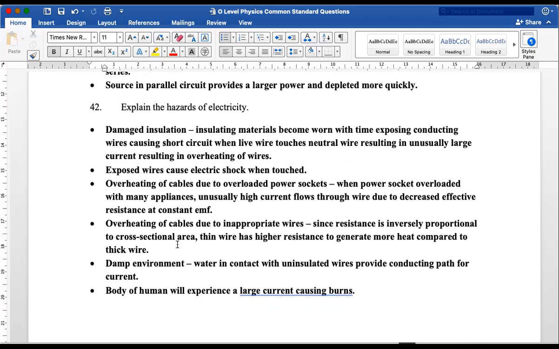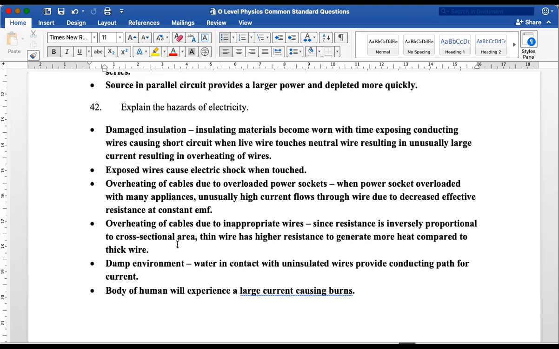Overheating of cables due to overloaded power sockets. When a power socket is overloaded with many appliances, unusually high current flows through the wire due to decreased effective resistance at constant EMF. Overheating of cables due to inappropriate wire, since resistance is inversely proportional to cross-sectional area. Thin wire has higher resistance and generates more heat compared to thick wire.